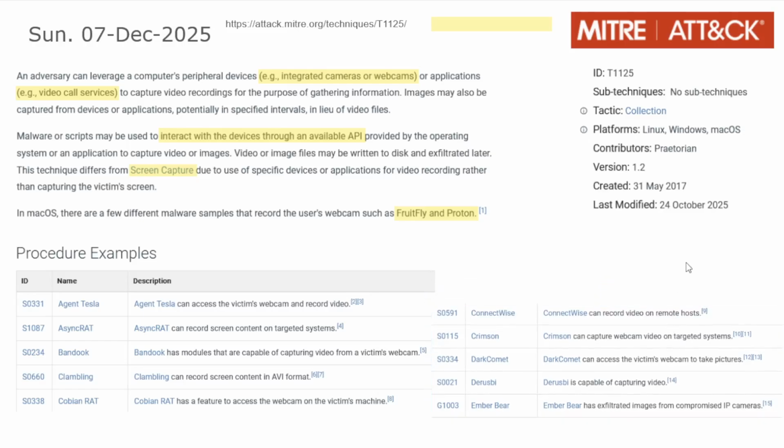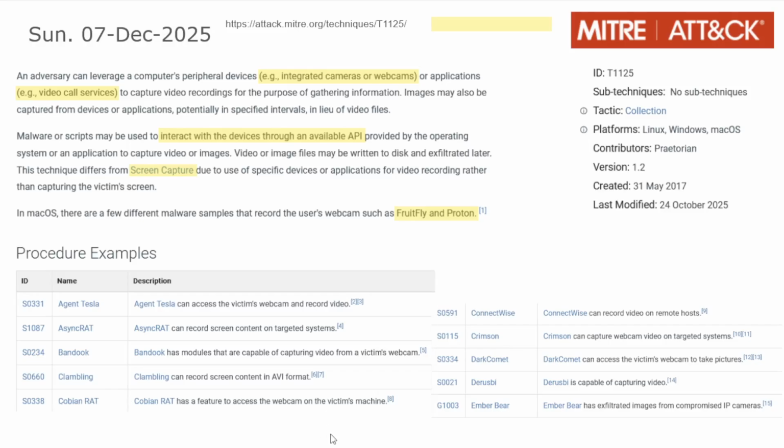Let's see. Agent Tesla. We have read about that. So it has nothing to do with the car company, obviously. It records video. We have seen that in the audio capture. So it looks like the software is capable of capturing the webcam as well, which makes sense. It's a similar approach. It's just another device, another API, but the idea is the same at least.